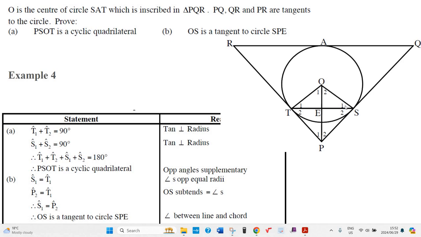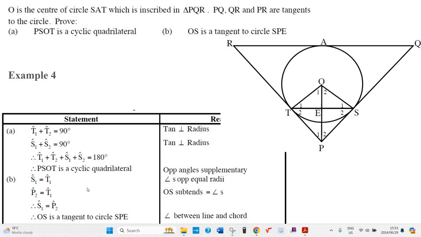Like one of the things, see this S1 here has to equal T1. Well, those are radii, and it's called angles opposite equal radii, right? That's what makes those two equal. Now P2 has to equal T1 because look, they open up to the same segment, angles in the same segment.